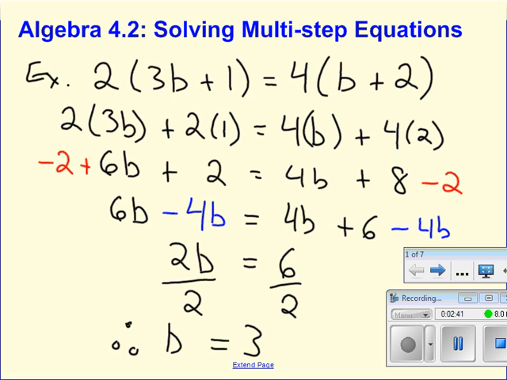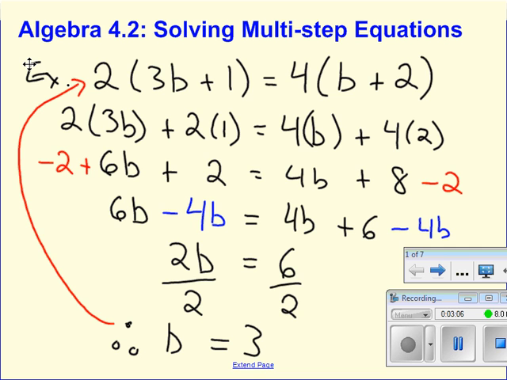Now that I've done this and I figured out what b is, I'm going to have to check my answer. And to do that, I'm going to substitute b back into my original equation all the way over here. I'm going to see if I get a true statement. See if my left-hand side equals my right-hand side.